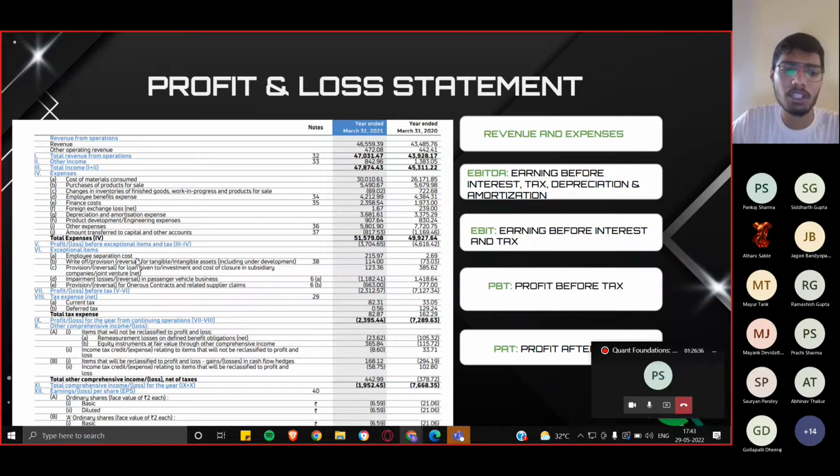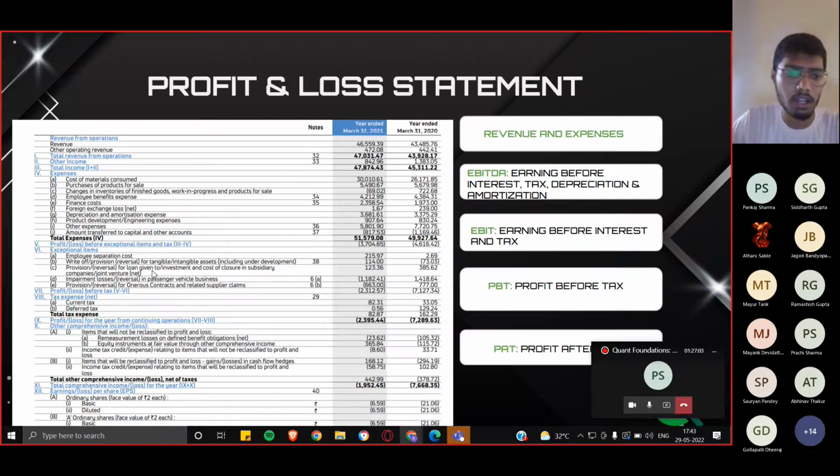Employee separation cost. Employee separation cost is basically the cost when a company has to terminate some employees. You will have to pay out some policy payments, and you will also have to conduct new interviews and a new process for hiring new incomers. That comes under this cost, and it is called employee separation cost.